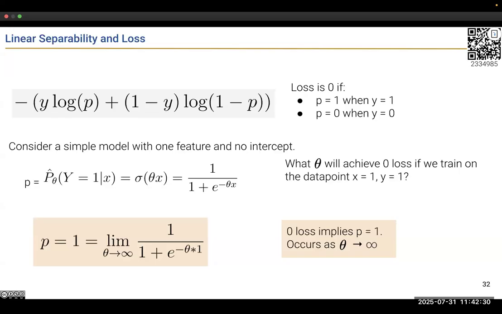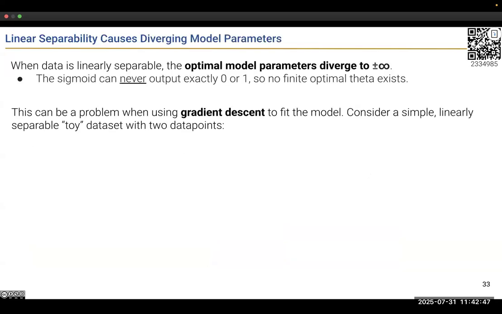Okay, so is that something good? Can we have an infinite theta? What are we going to do with infinity? Infinity is not a number, so we cannot operate on it. So although it seems linear separability is a good thing, because you can have this perfect separation, in the context of logistic regression it could be problematic.